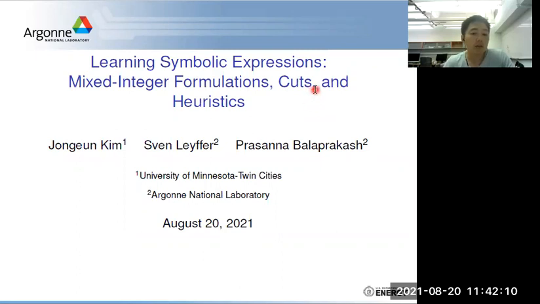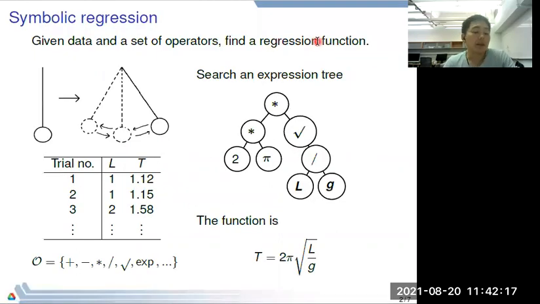I'll talk about one of my research topics, symbolic regression. Let me explain what symbolic regression is, and I'll take an example here, the period of a pendulum.